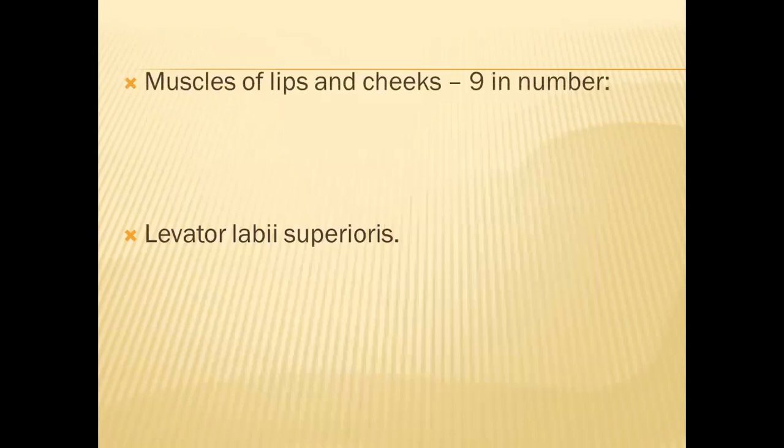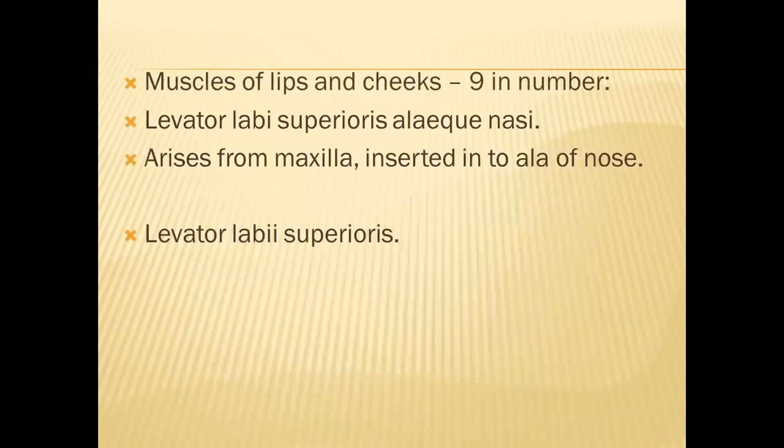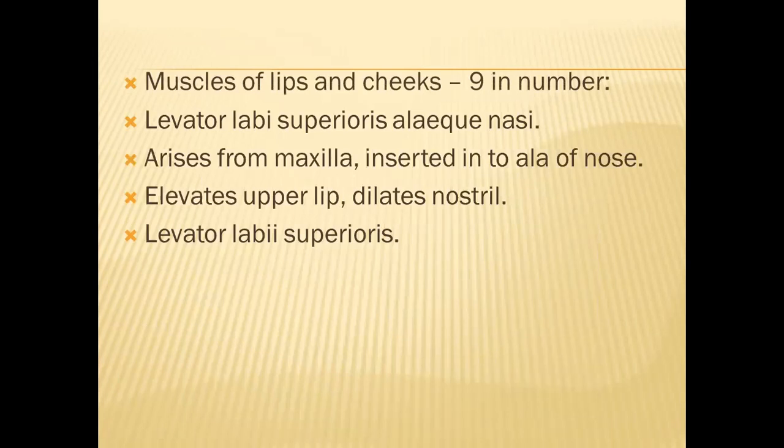Then the muscles of the lips and cheeks, there are 9 in number. The levator labii superioris alaeque nasi arises from the maxilla and inserts into the ala of the nose, and it elevates the upper lip and dilates the nostrils. Even in seriousness, we'll be dilating the nostrils.